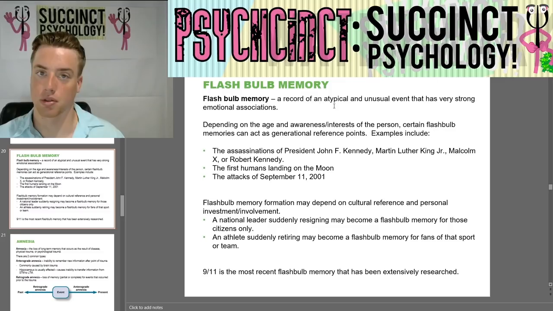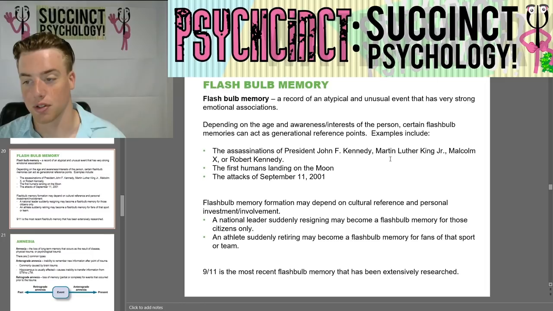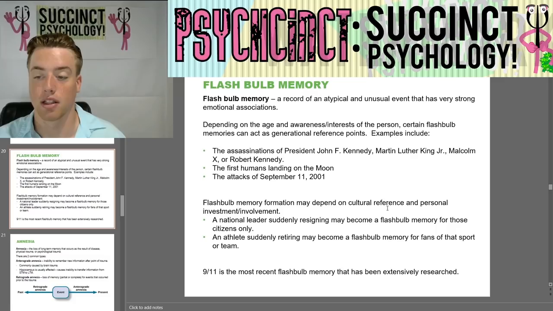Depending on the age and awareness or interest of the person, certain flashbulb memories can act as generational reference points. Examples include the assassinations of President John F. Kennedy, Martin Luther King Jr., Malcolm X, or Robert Kennedy, the first humans landing on the moon, and the attacks of 9/11. Now, flashbulb memory formation may depend on cultural reference and personal investment or involvement. For example, a national leader suddenly resigning may become a flashbulb memory for those citizens only. And an athlete suddenly retiring may become a flashbulb memory for fans of that sport or team. So 9/11 is the most recent flashbulb memory that has been extensively researched.